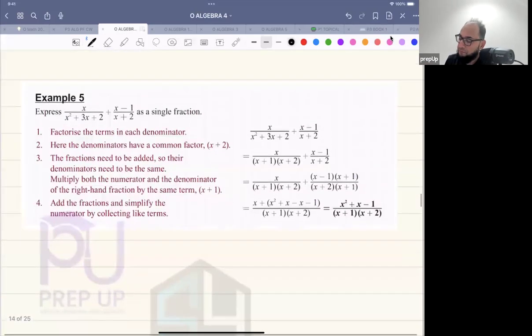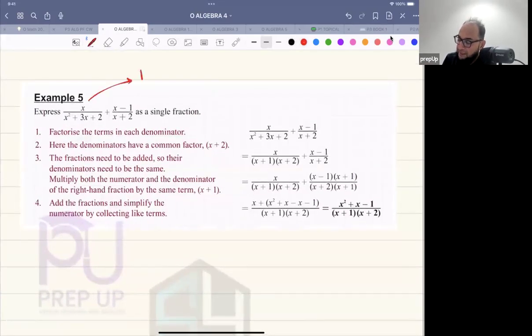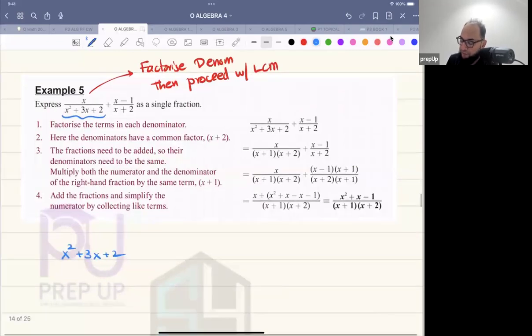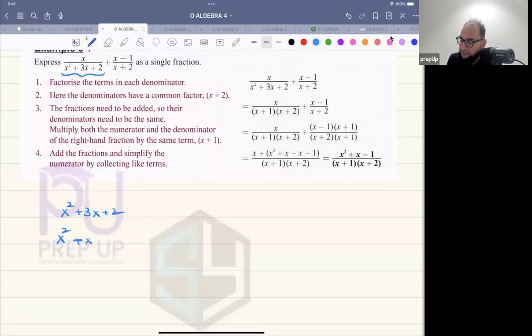Now this one, again, factorize denominator, then proceed with LCM. Now over here, the focus is on x square plus 3x plus 2, that is x square plus x plus 2x plus 2, that is x common, x plus 1, and the mic is all on and everything. Let me just check. Yes, it's all good. And then this is 2 bracket x plus 1. So this is x plus 1, x plus 2.